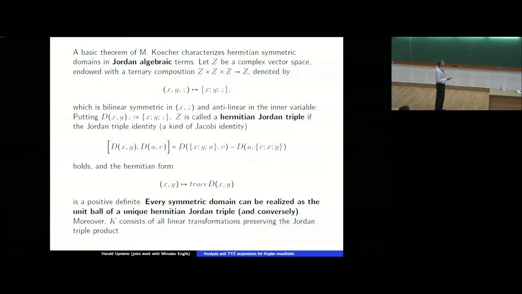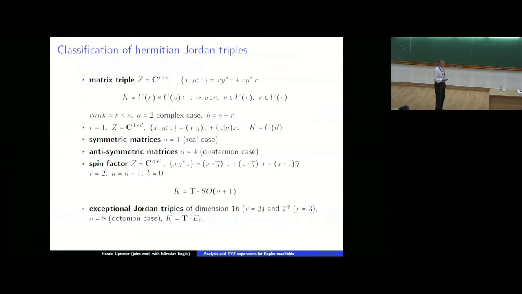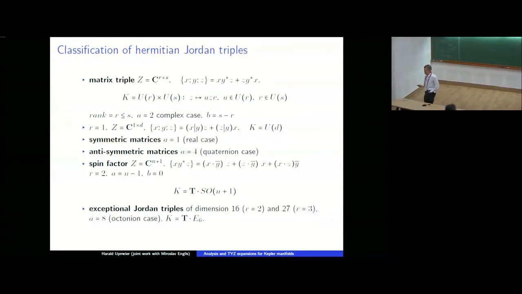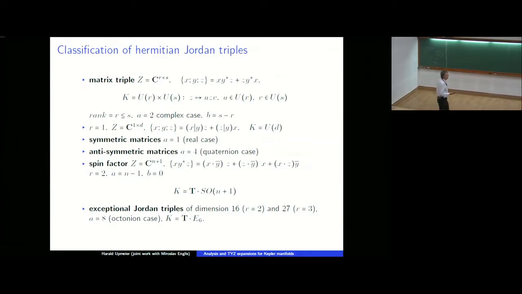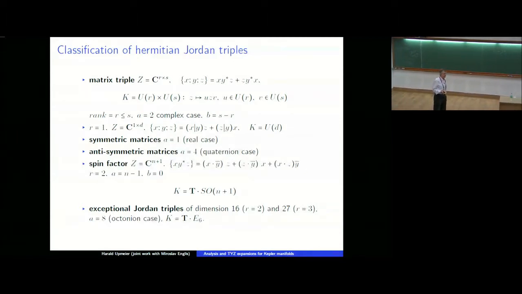So let us show how they all look. By Köcher's theorem, classification of Hermitian domains is the same as classification of these Jordan triples. So that is a question of pure algebra. And the list is short. It has essentially three parts.